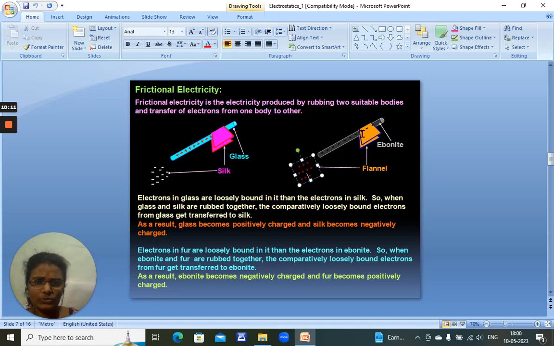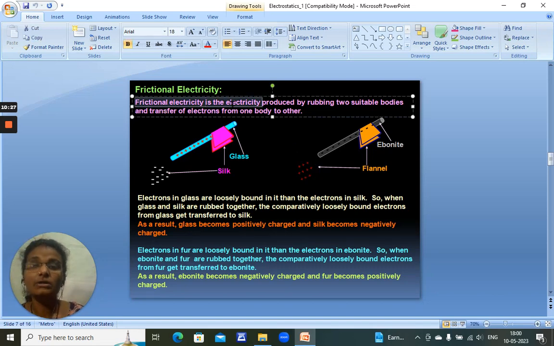Okay, so this is the example through which we can understand what frictional electricity is. Why friction? Because of friction only we are able to rub the charges and the electrons are transferred. So basically, what is frictional electricity? We can see the definition here. Frictional electricity is the electricity produced by rubbing two suitable bodies and transfer of electrons from one body to another.